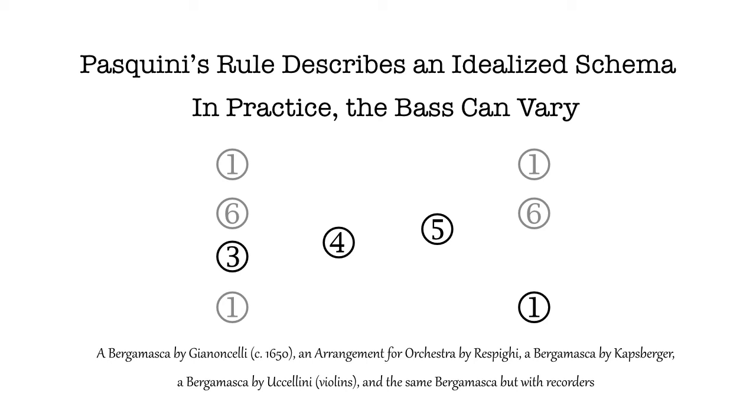So let's listen to Uccellini's Bergamasca, but now performed with recorders, with very fancy parts. And we'll just think of the 4 stages of the Bergamasca using a kind of bluish lozenge to indicate where we are in the pattern.